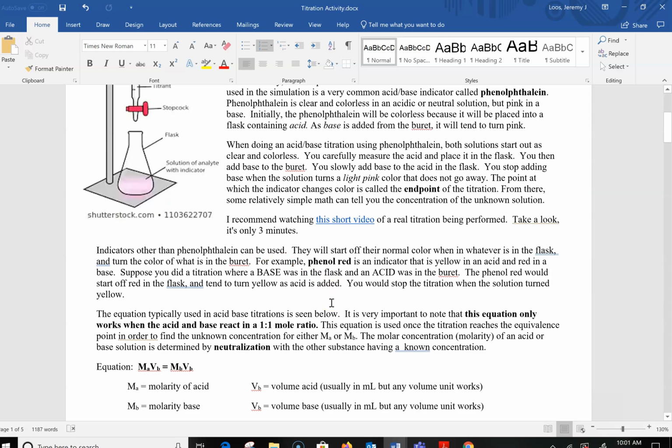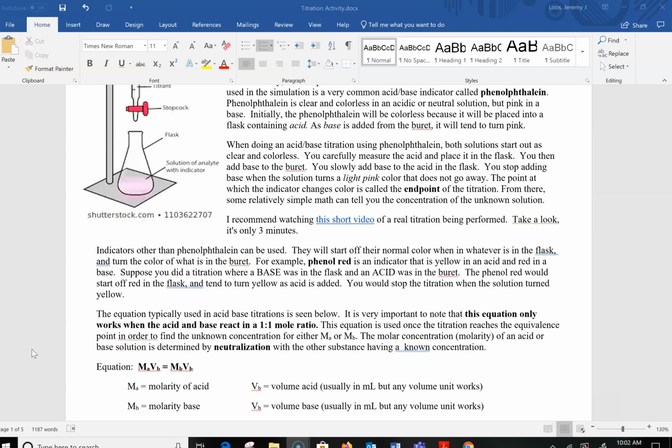since phenol red is yellow in an acid and red in a base, if you put the base in the flask and you put some phenol red in there, then it would start off red and tend to turn yellow as the titration continues. And you would stop the titration when it turns yellow, or maybe kind of orangish, because red and yellow make orange. So when you do phenolphthalein, you would change color when it turns pink in this particular situation, or when you do phenol red, you would wait for it to turn a different color. It just depends on the indicator.